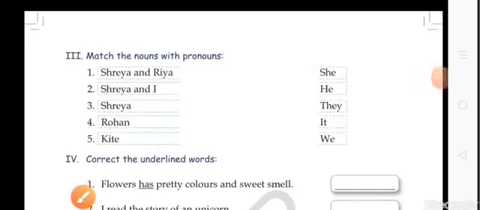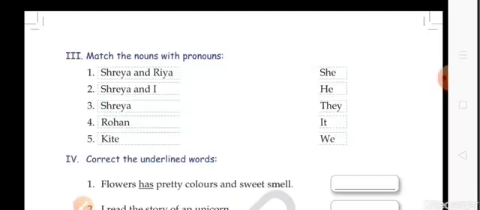Proceed to the other exercise which you can find on page number 6 in your grammar book. This exercise is based on nouns, and we have to match them with pronouns. Now, as you all know, the definition of noun: noun is the name of a person, place or thing. And the definition of pronoun is the word which is used in place of a noun.